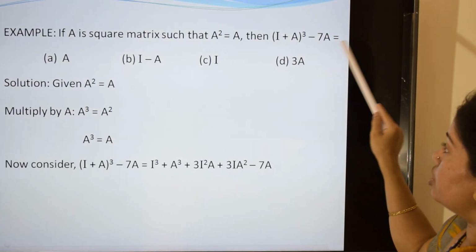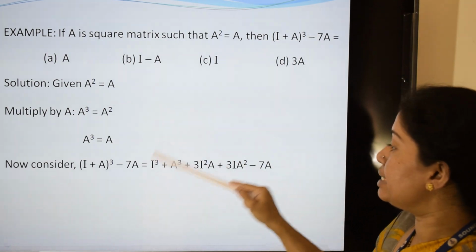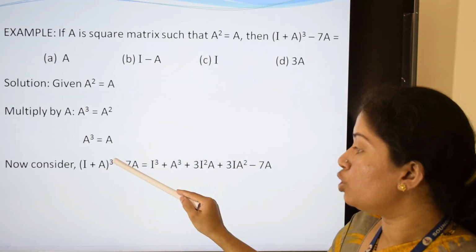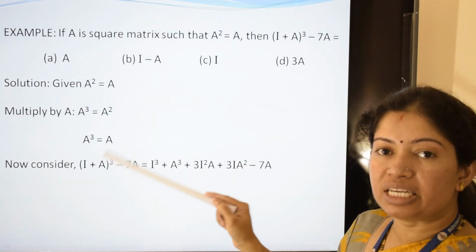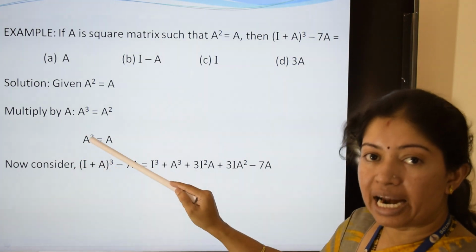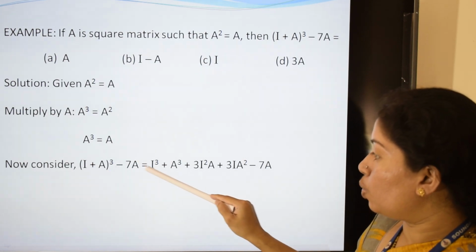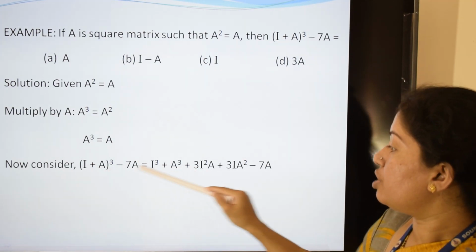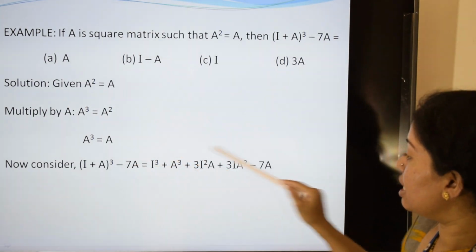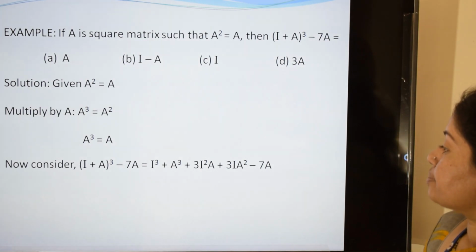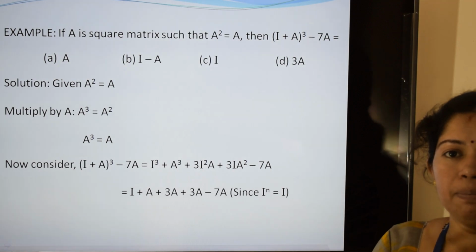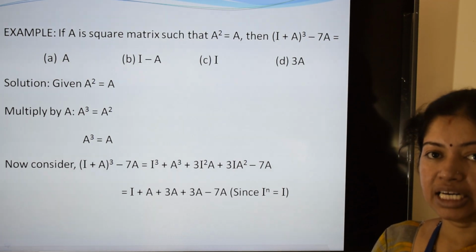Now let us take this expression, I plus A whole cube minus 7A. Here expand this using the identity. A plus B whole cube is what? A cube plus B cube plus 3A square B plus 3AB square. So when you use that identity here and expand, you will get I cube plus A cube plus 3I square into A plus 3I A square. Then this minus 7A you write as it is. Next, I to the power n will be I. Identity matrix, if you multiply any time also, it will be identity matrix only.